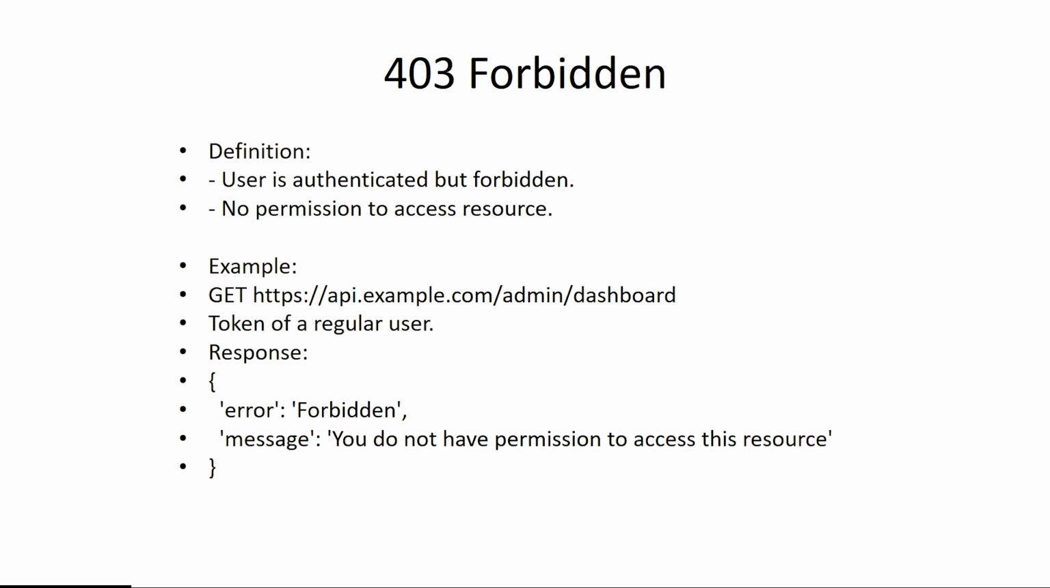403 forbidden. This is the status code, and this code means the user is authenticated but not allowed to access this resource. The server knows who you are but you do not have permission. Suppose you can only view the user list but you cannot create a new user, so this is 403 forbidden. If you are trying to create a new resource, you do not have permission to access this resource because you do not have the permission.